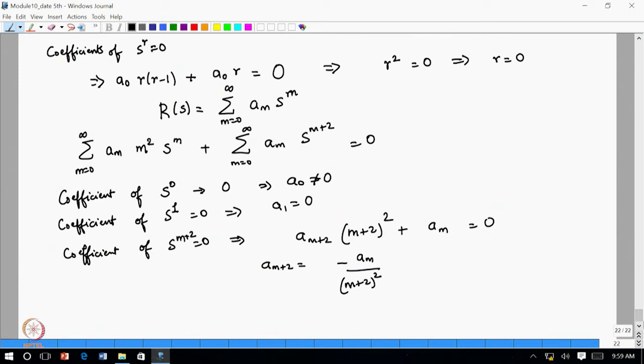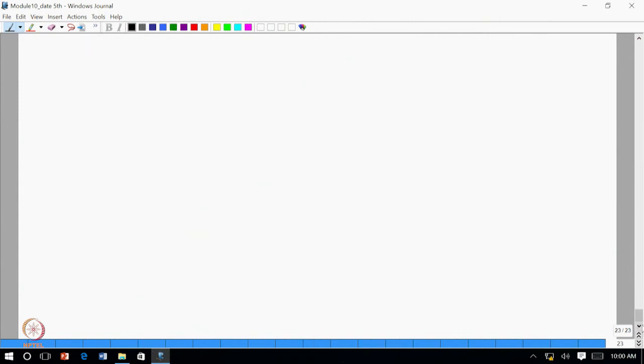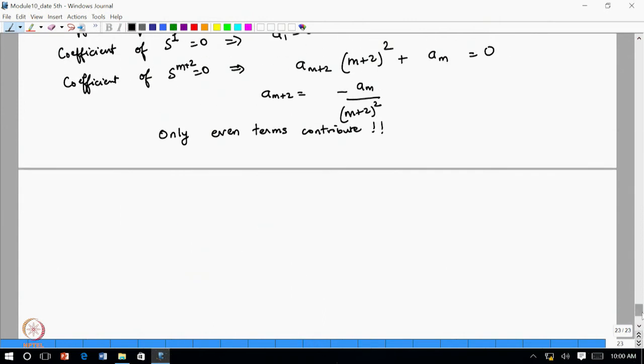Okay. So, now what you get is, so obviously only even terms contribute, which we have already seen. And what you get next is that I can write, so if I want to write a of 2n, m is 2n. So, n is an integer. So, m is an even integer. So, I am writing it as 2n.